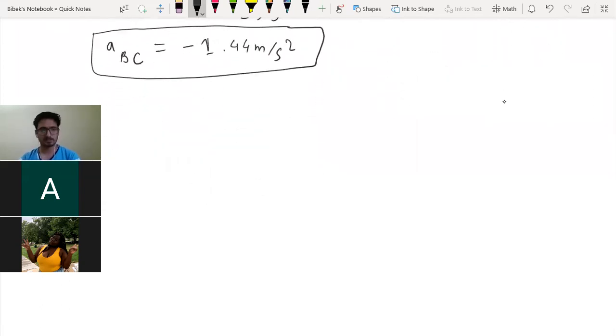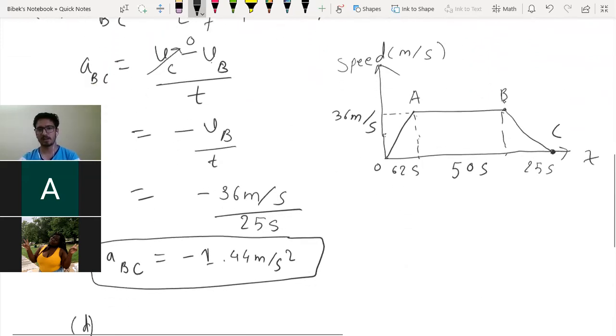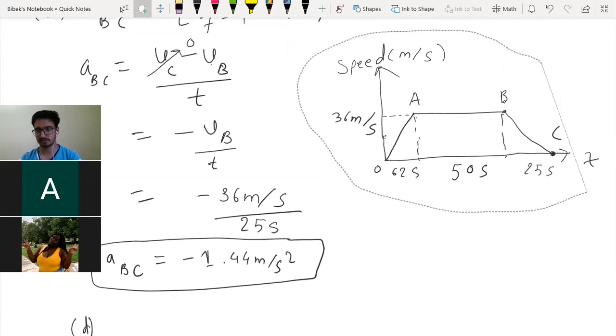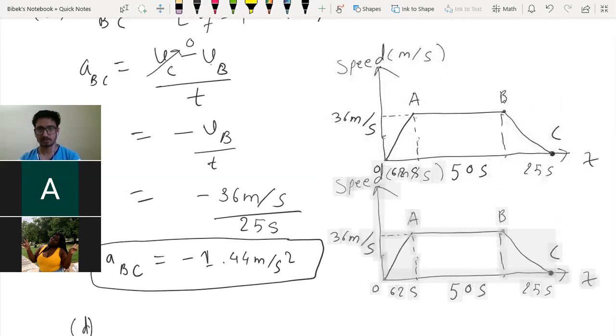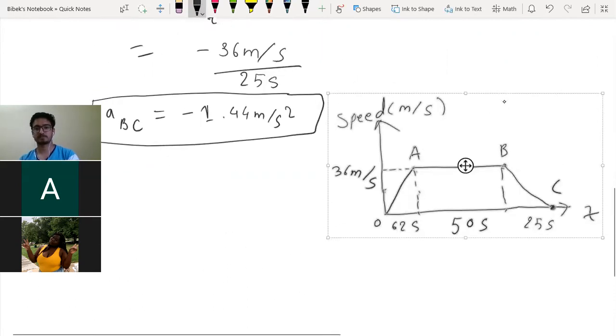So let's go to number D. Here you need to find the distance from A to B. One of the hard things about teaching online is that you can't share your full screen at one time. It's very hard. So let me drag this down.